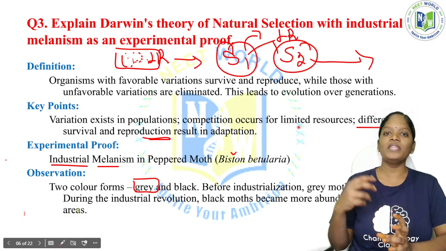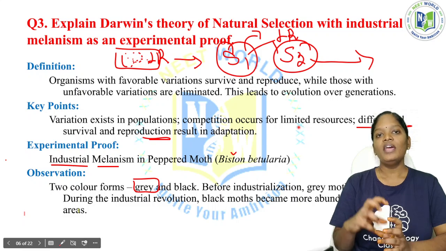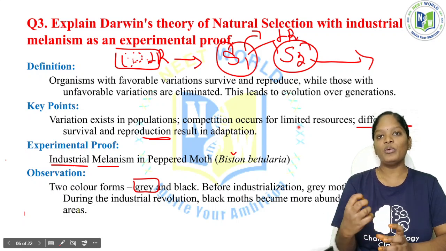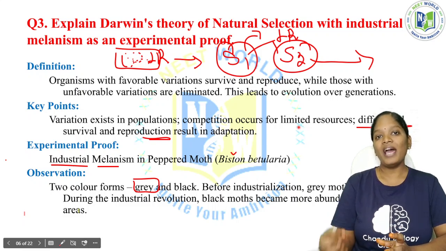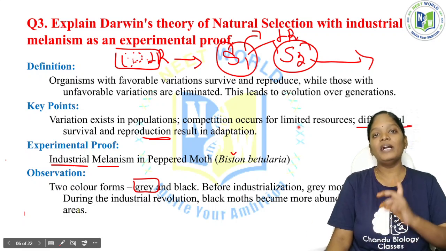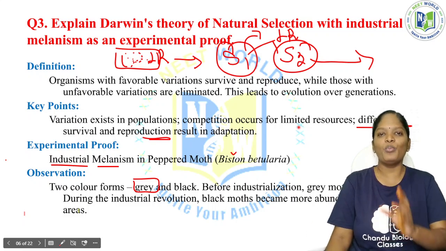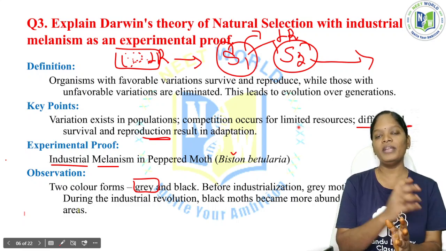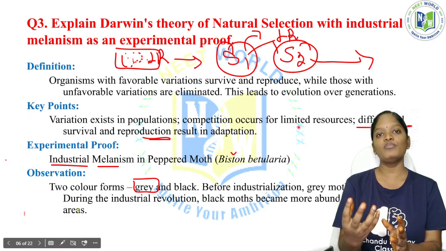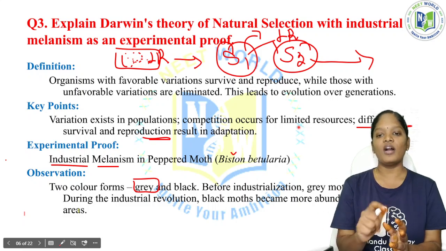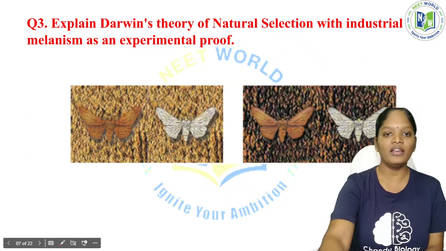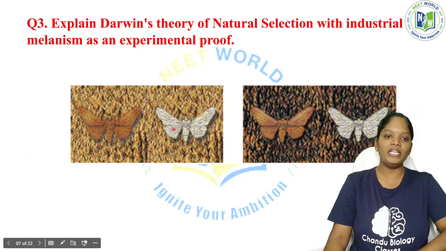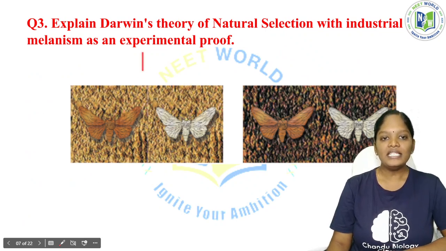Now after industrialization, the pollution is more, and the black color becomes predominant and common in nature. Why? Before industrialization, grey color moths are common. After industrialization, because of pollution, black color moths are common. Why is that so? We can experiment on this.